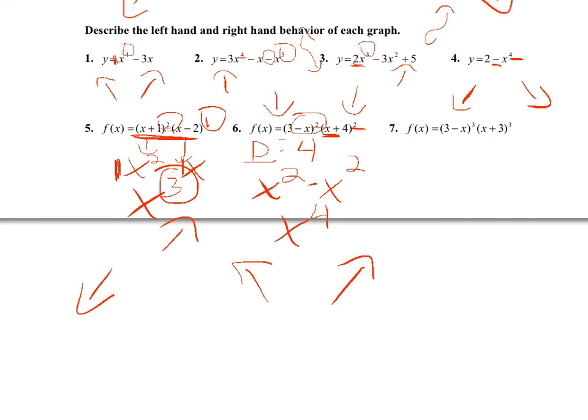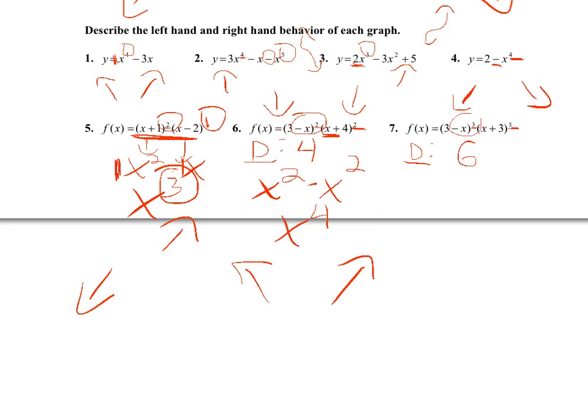When we do 7, I'm going to put D for degree. Again, it's factored out, so I have to add the exponents. So 3 plus 3, my degree is 6. Since it's even, I know the end behavior: they either both go up or they both go down. Now this one's a little bit different.